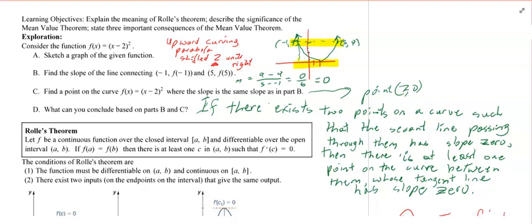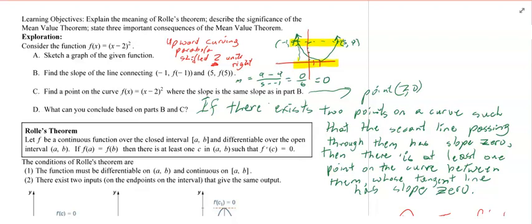Rolle's theorem, in specific terms, says: let f be a continuous function over the closed interval [a, b] and differentiable over the open interval (a, b). If f of a is equal to f of b, then there is at least one c in the open interval (a, b) such that f prime of c is equal to 0.